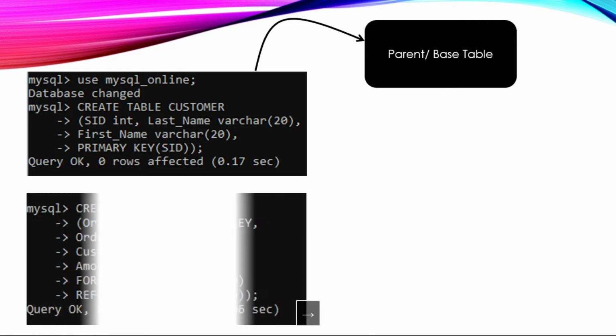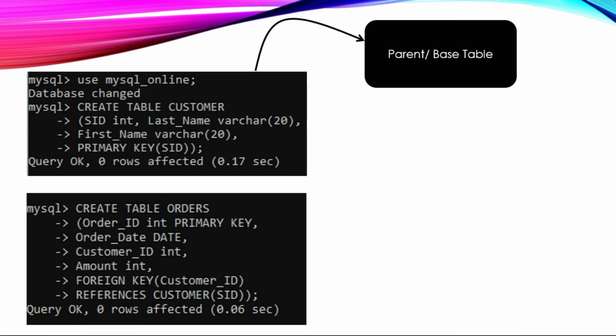So order ID is the primary key. Now how am I going to give the foreign key? The keyword is foreign key. Now which column do we want to make the foreign key? Customer ID. So foreign key customer ID. Now which table is it going to refer to? It is going to refer, or you can say references, customer, that is references the parent table, in bracket the name of the column, to which column it is going to refer in the parent table. So references customer in bracket SID.